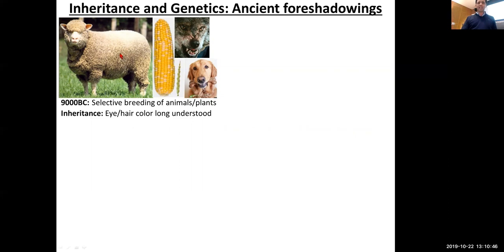The fact that these dramatic differences have happened well, well before we knew about DNA even, or the foundation of inheritance. So selective breeding of animals and plants, and the concept of inheritance of eye color and hair color was understood for more than 10,000 years.